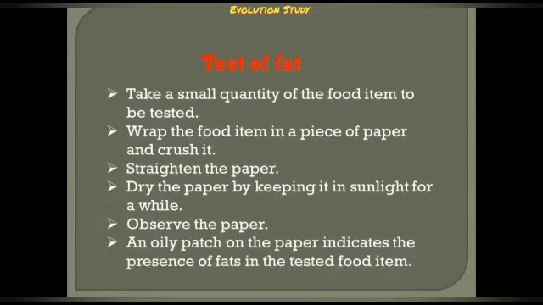Now we are going to do a test again for the fats. Take a small quantity of the food item to be tested and then wrap the food item in a piece of paper, crush it and then straighten the paper. Dry the paper by keeping it in sunlight for a while and you will observe the difference in the paper. An oily patch on the paper indicates the presence of fats in the tested food item. I think we all are very curious to do this test alone at our home.